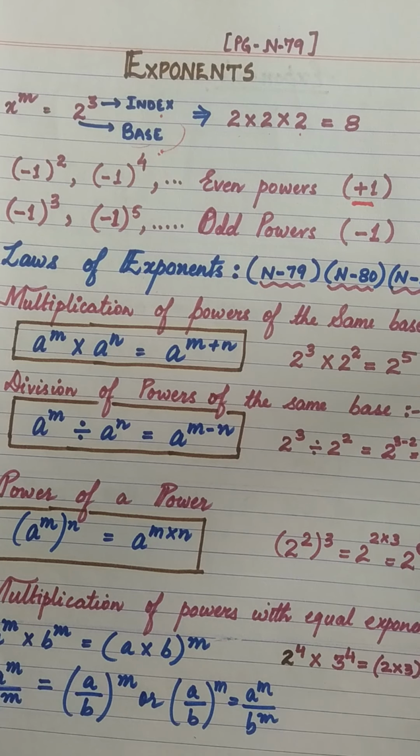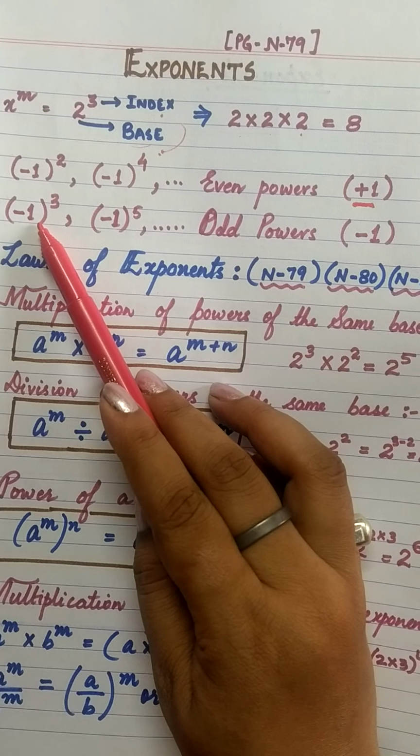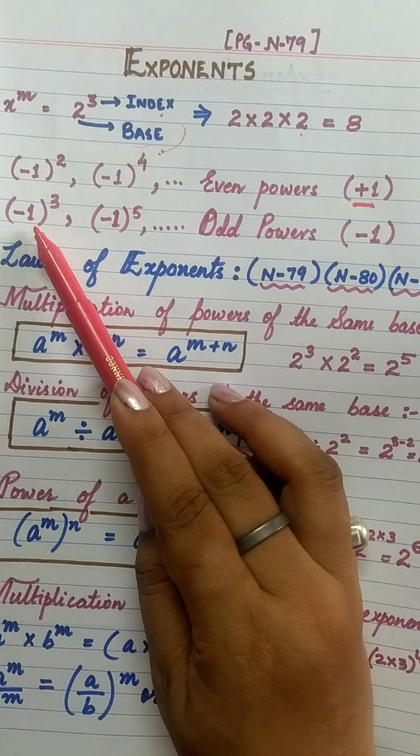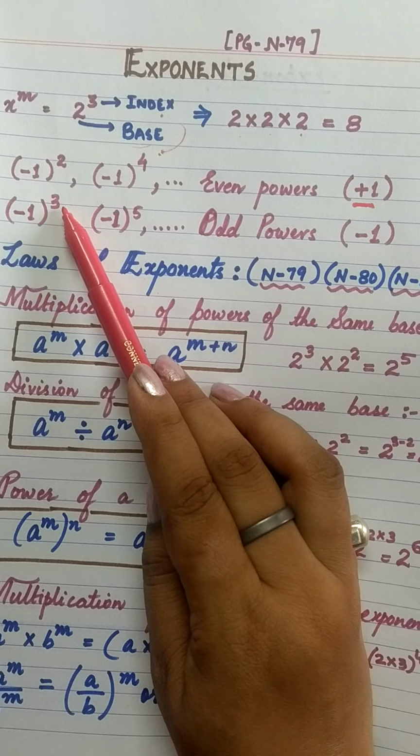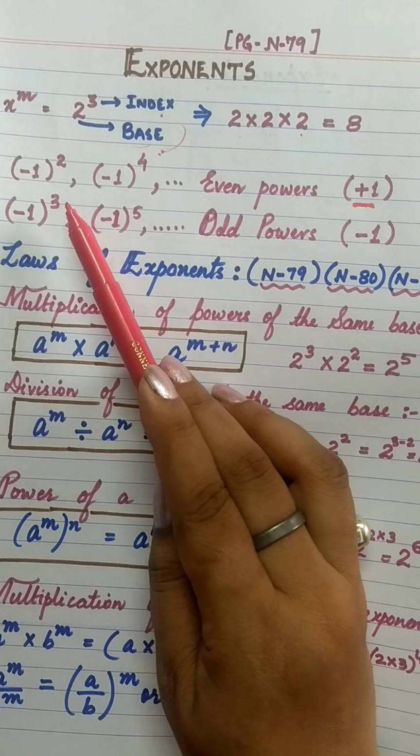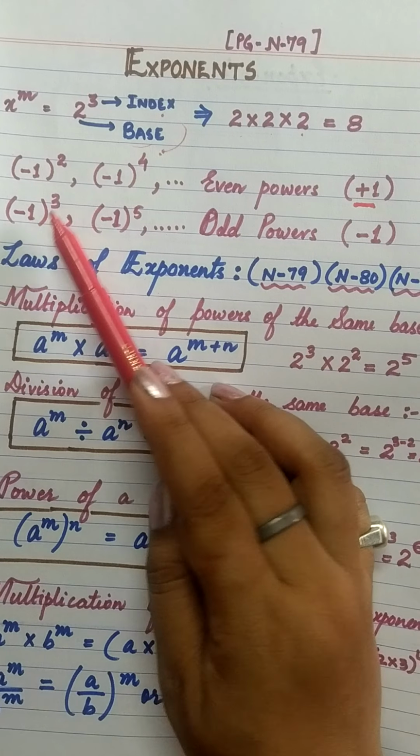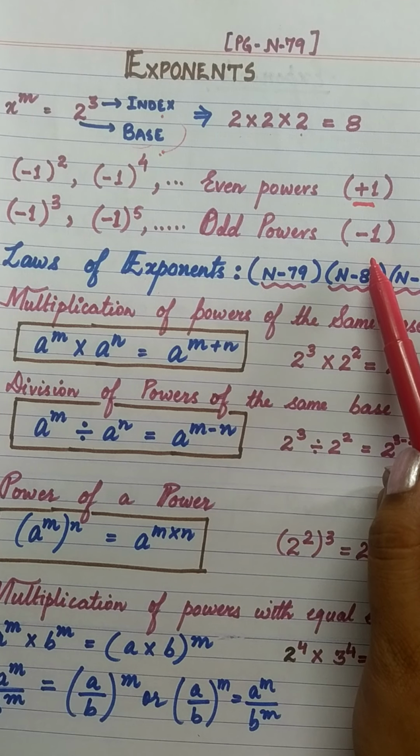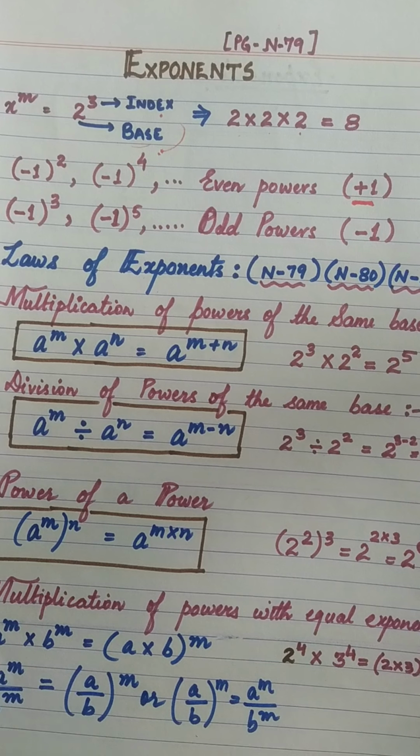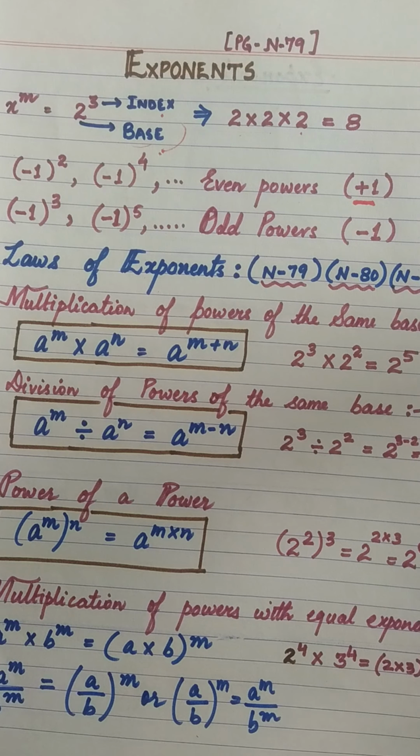Here the base is -1, the base is a negative number, and we have the power as odd. If the power is odd, in case of odd powers, a negative number will always give a negative number. So, a negative number with an even power will give a positive number. A negative number with an odd power will give a negative number. When we do further, you will get to know that.